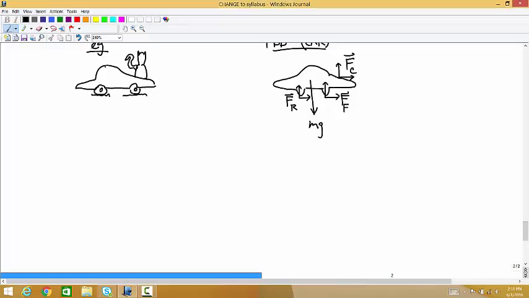All right, so let's do an example. I'm going to set up this problem, and then we're going to draw the free body diagram, and then use the free body diagram in Newton's second law.